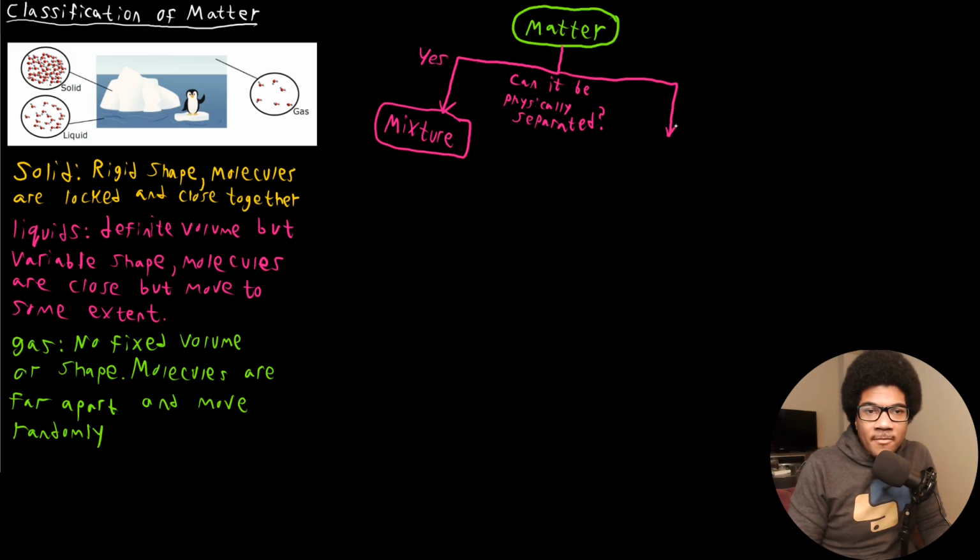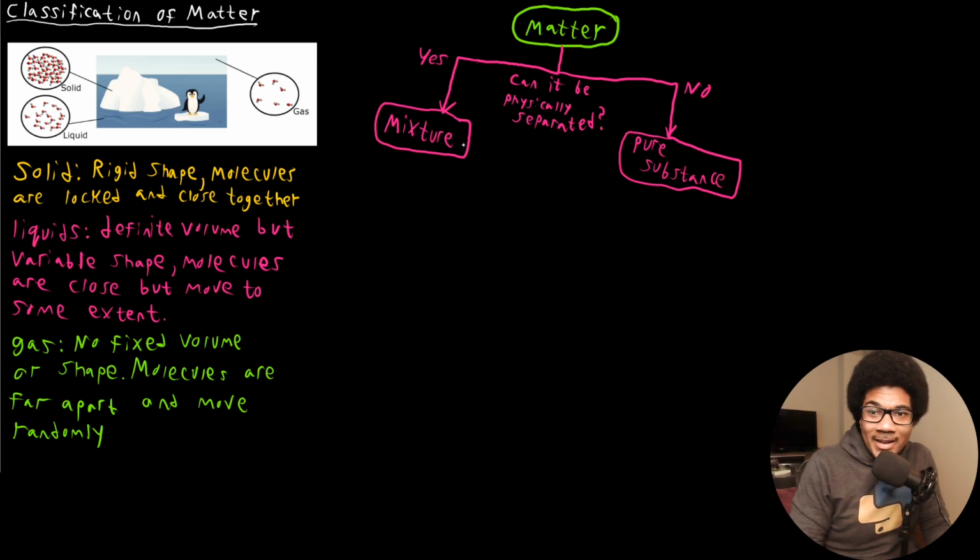If you cannot physically separate it, you answer no to this question, there's no way you can physically separate the different components of this matter, that means you have a pure substance. Right? So, for example, if you have some mixture of oil and water, you can see those different components. You can physically separate the oil from the water. That's a mixture. If you have like a titanium block, you can't separate anything. It's only made of titanium. It's a pure substance, right?